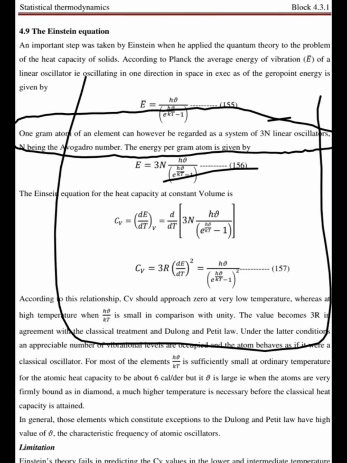Here, from this temperature, the heat capacity value we have got fails to explain the lower and intermediate temperatures. So if the heat capacity is less, it cannot be found by Einstein's equation, that is equation 157. So one more theory was derived, the Debye equation.